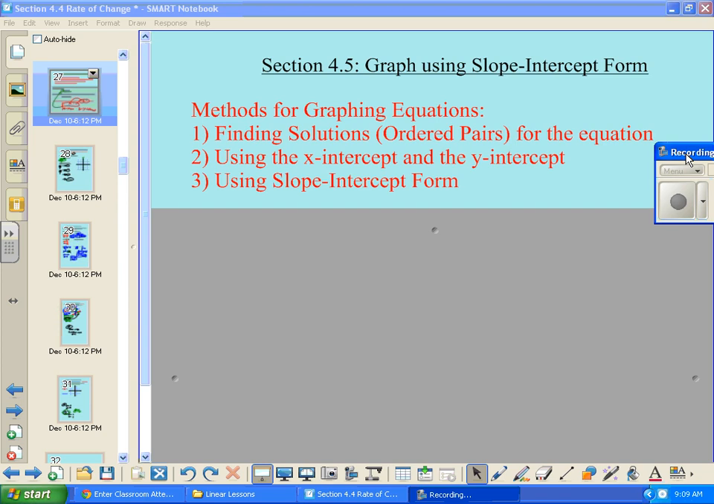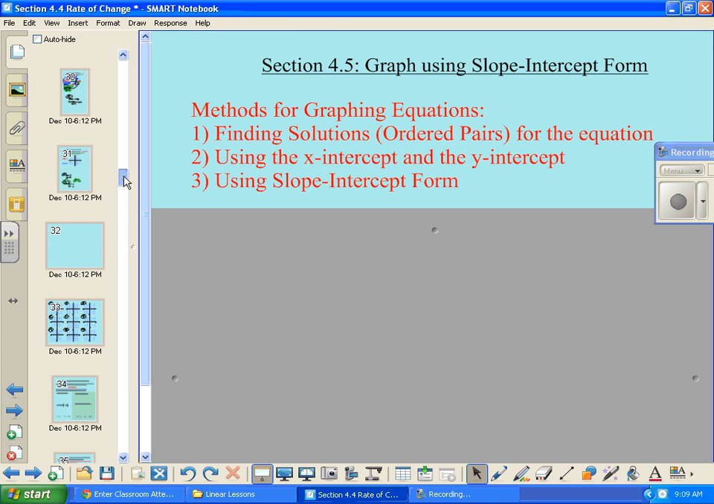Here are the three methods, just as a reminder. We know how to use the ordered pairs method, where we plug in 0, 1, and 2 for x in the equation, find three ordered pairs, plot those points, and make our graph. Method number 2, we use the x and y intercepts. We plug 0 in for x, and 0 in for y in the equation, and that'll give us our x and y intercepts, those 2 points that we can use to graph the line. And now the third method, graphing using slope-intercept form.